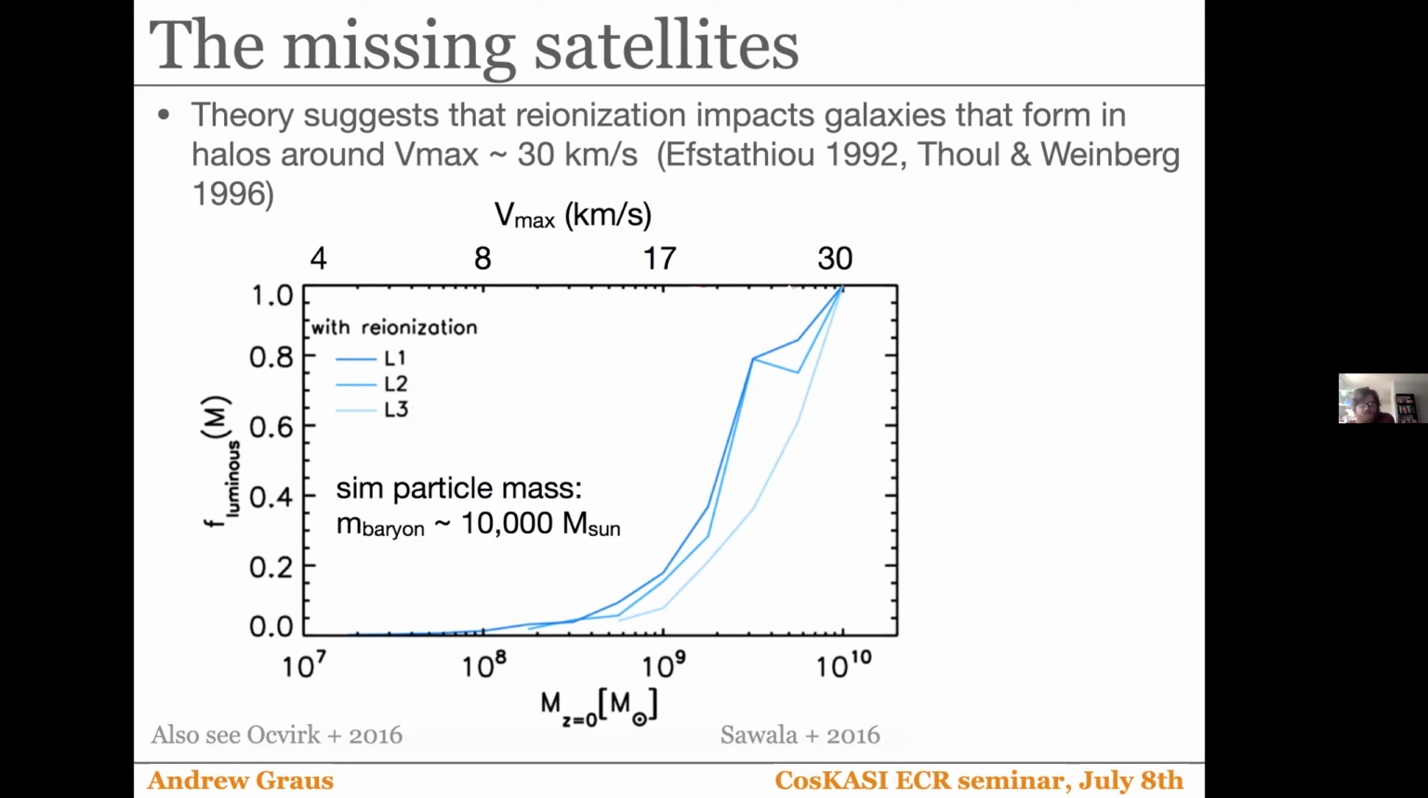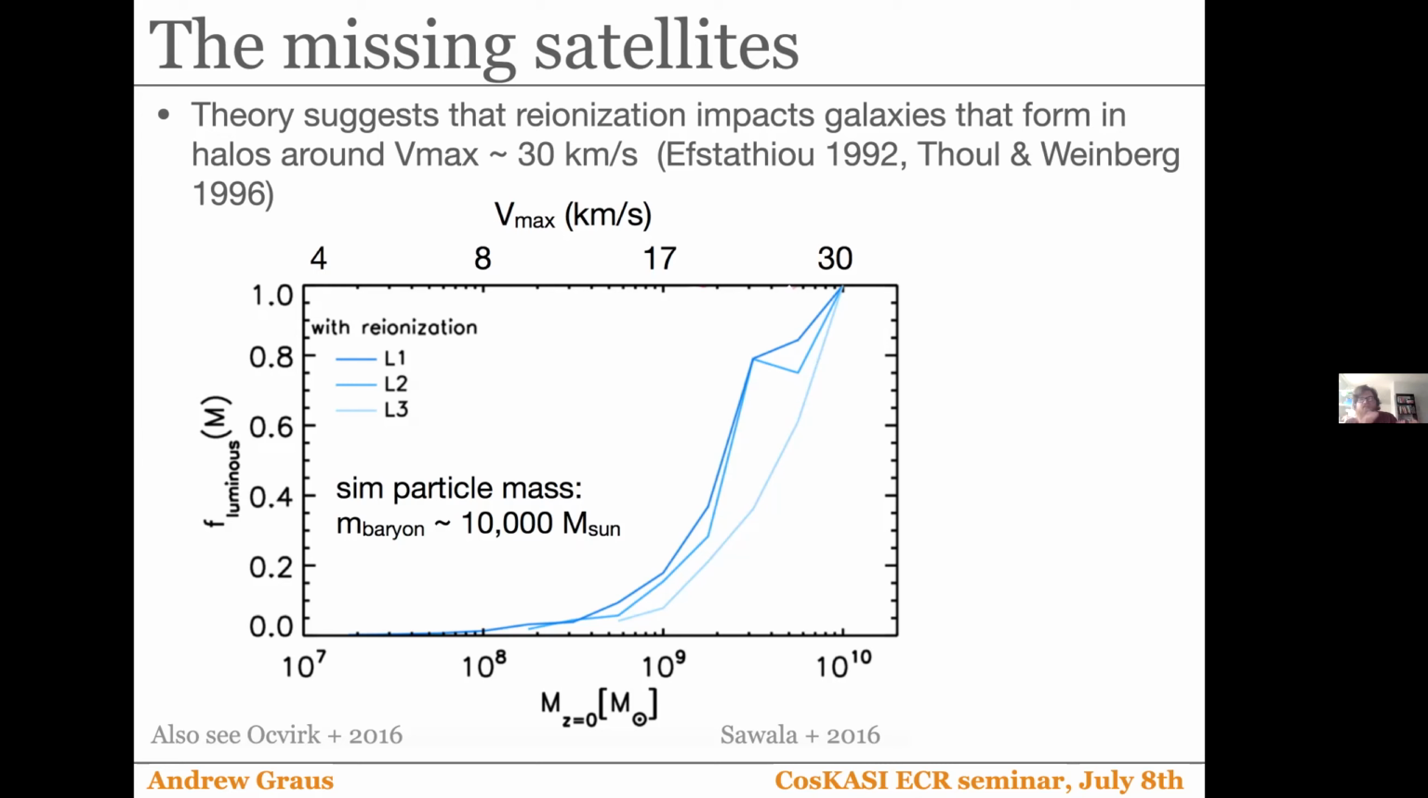And once we started to get these hydrodynamic simulations, with modeling of reionization, we actually saw this explicitly in the simulations. So this is from the Apostle simulations by Till Sawala. And this plot is the luminous fraction, so basically the fraction of halos that host a galaxy as a function of halo mass that they saw in their simulations. And what you can see is that, around 30 kilometers per second in terms of Vmax, you start to basically decrease. You start to get halos that don't have a galaxy in them.